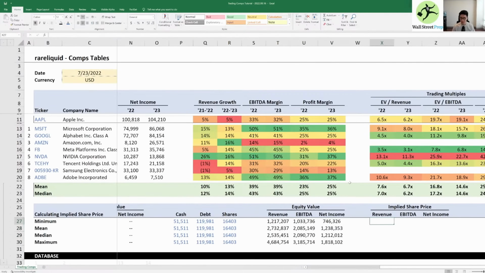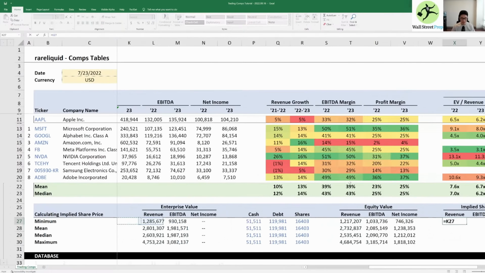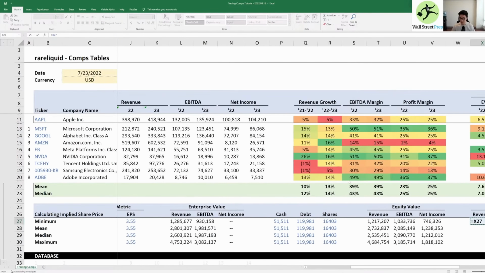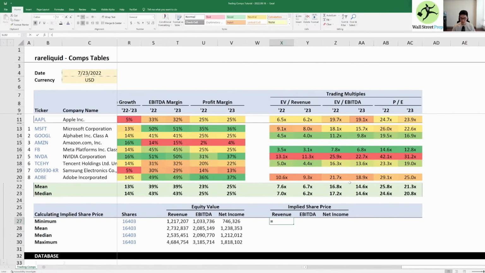What we want to do here in this implied share price part is get our implied equity value. So equals our implied equity value here, divide by our number of shares, which is here. And we can just press F4 3 times to anchor the column. And that'll get us to our implied price per share. Let me format this correctly.